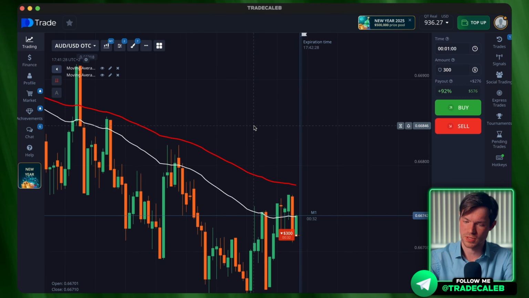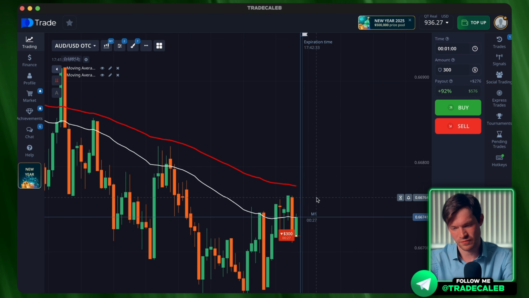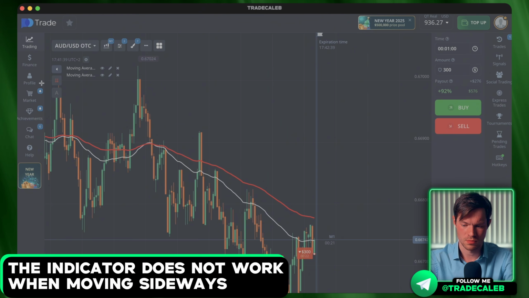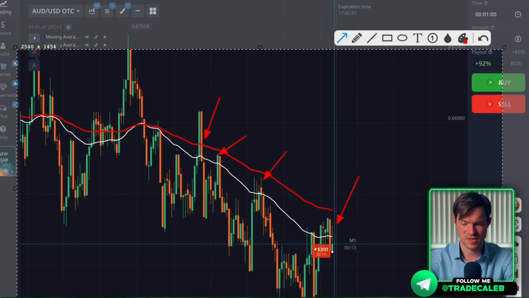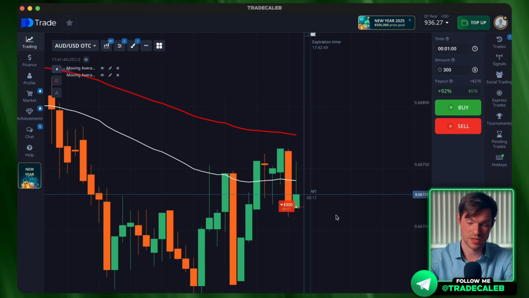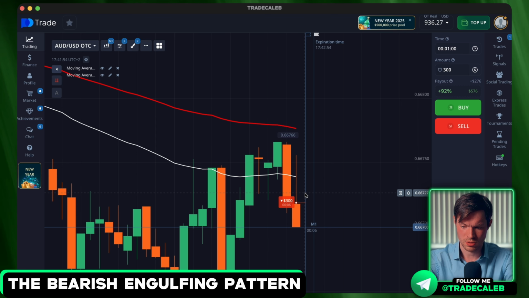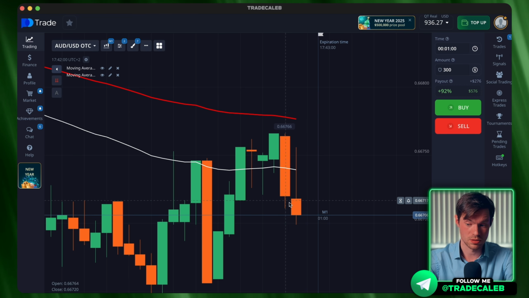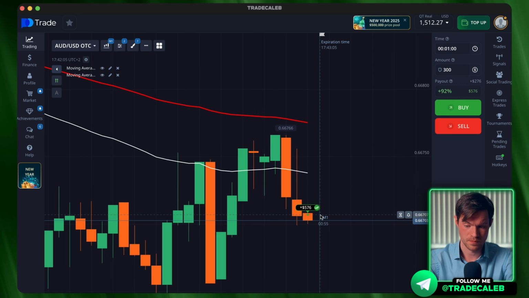Of course, this is not a good example, because here we have a sideways movement for quite a long time, and unfortunately, when the market has a sideways movement, this indicator doesn't work. We have to wait for a certain trend. Here we have a downward trend, and we started to get reactions from this zone, which is formed by the average moving lines. Here we have a bearish engulfing pattern formed, due to which we have another candlestick of red color.